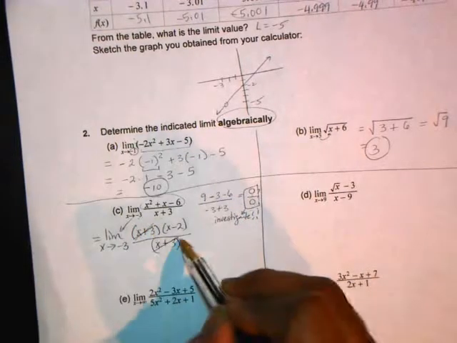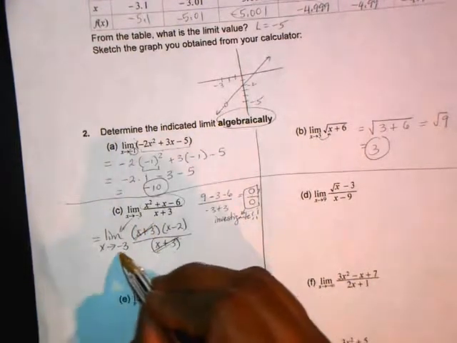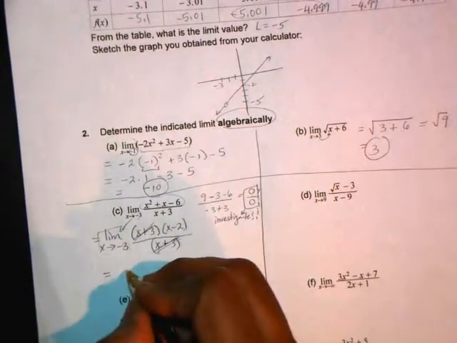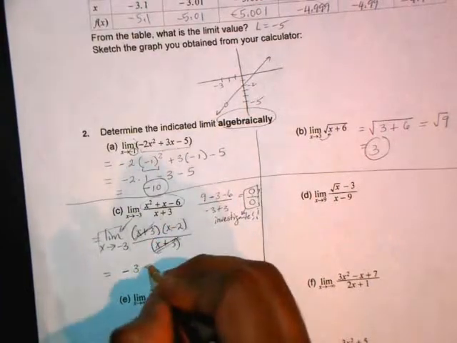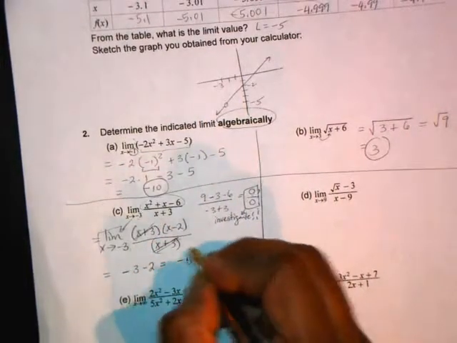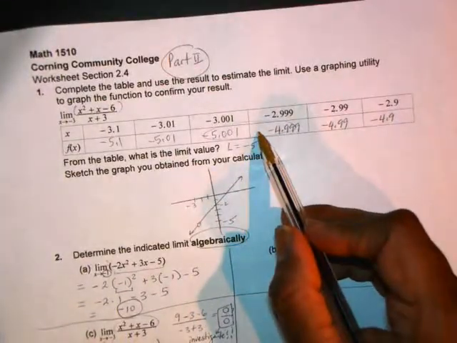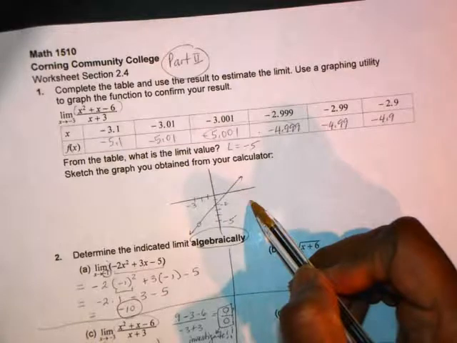But now that we've cancelled it out, we can go ahead and plug in −3, which means I won't write this limit. I'll just go −3 − 2, which equals −5. And this is the final answer. And hey, it does match how we got it using the table and how we got it using the graphing calculator.